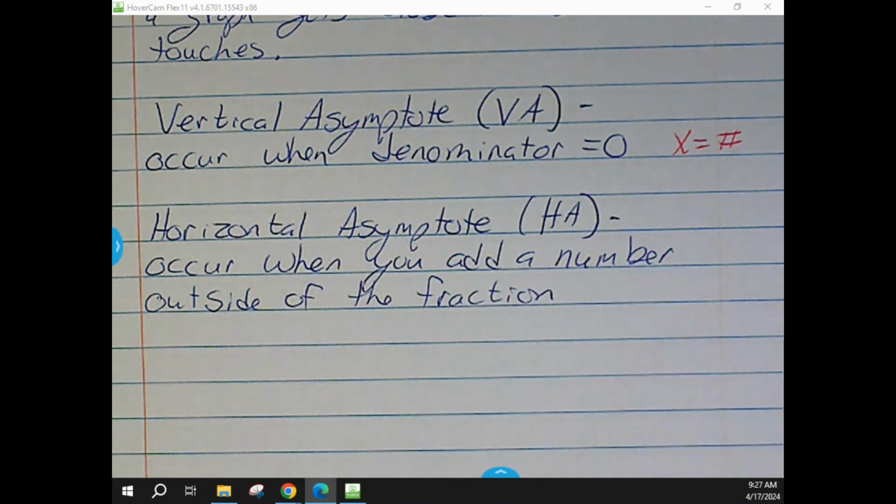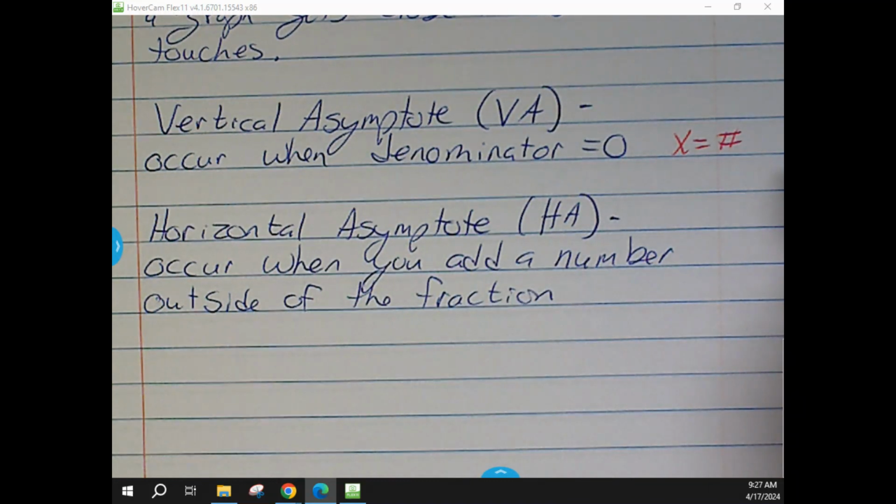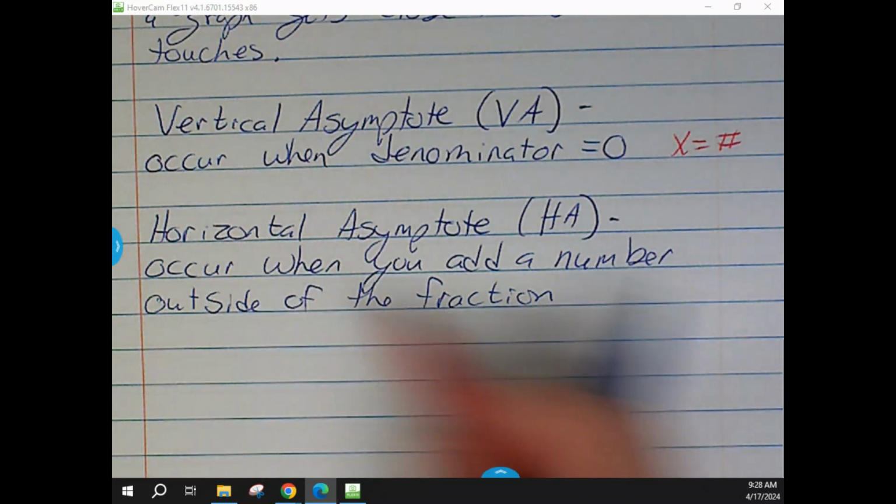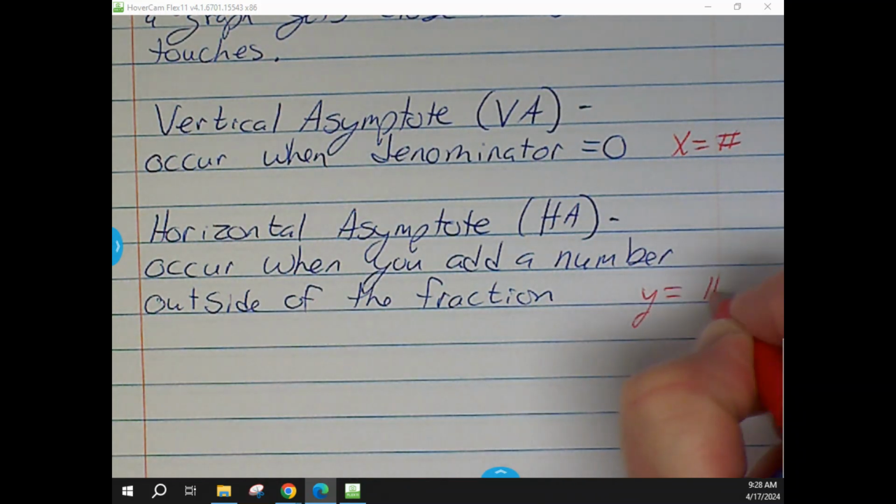And for a horizontal asymptote, think about when we did lines of symmetry. What did we do when we did the vertical line? Line of symmetry. There we go. Thank you. When we did the line of symmetry, it was always a vertical line. It was always x equals the x value of the vertex. So vertical asymptotes can be the same thing because it's a vertical line. It's always going to be x equals. Horizontal is going to be the opposite. It's always going to be y equals some number that we're looking at.